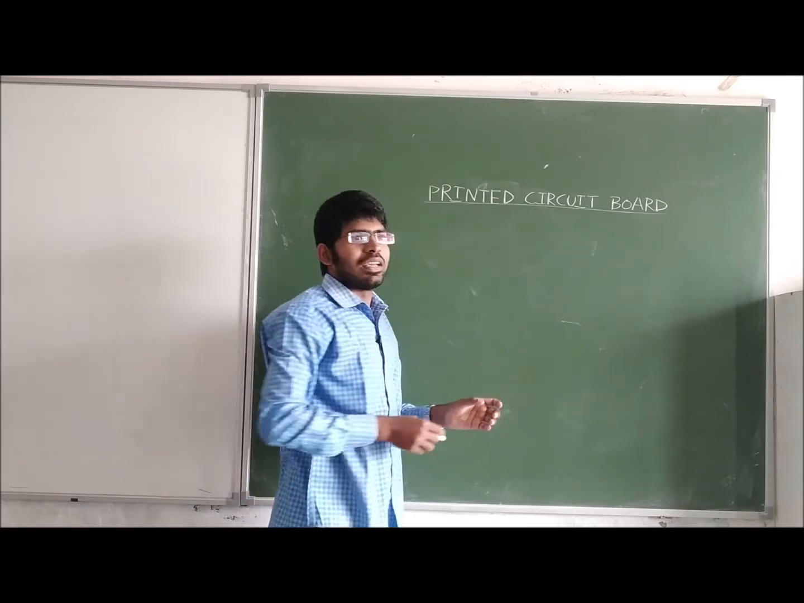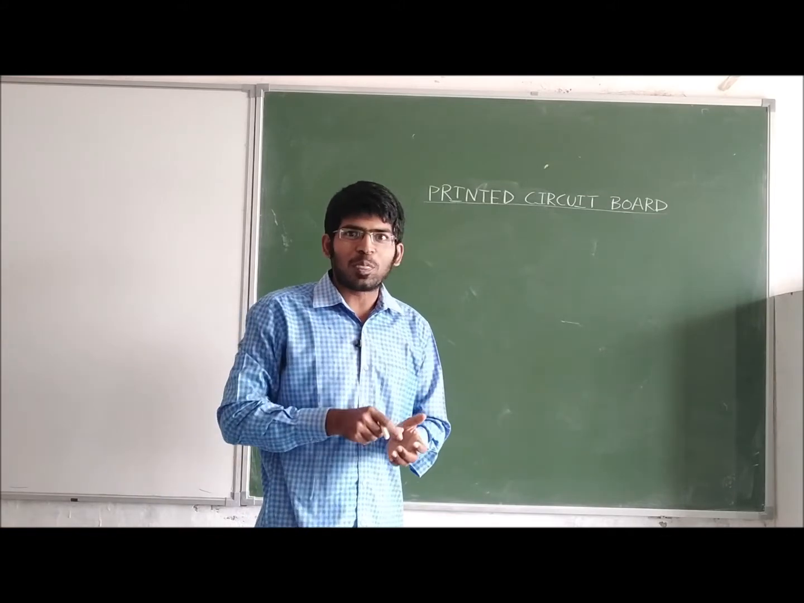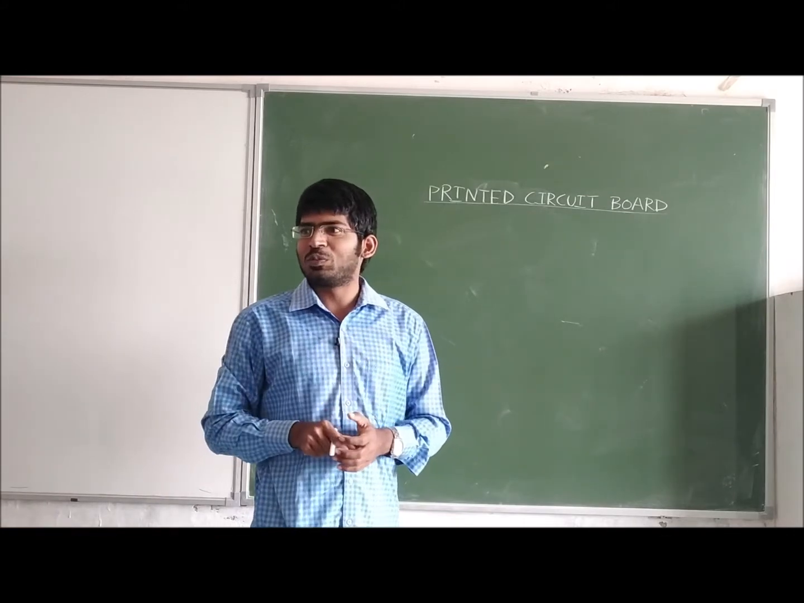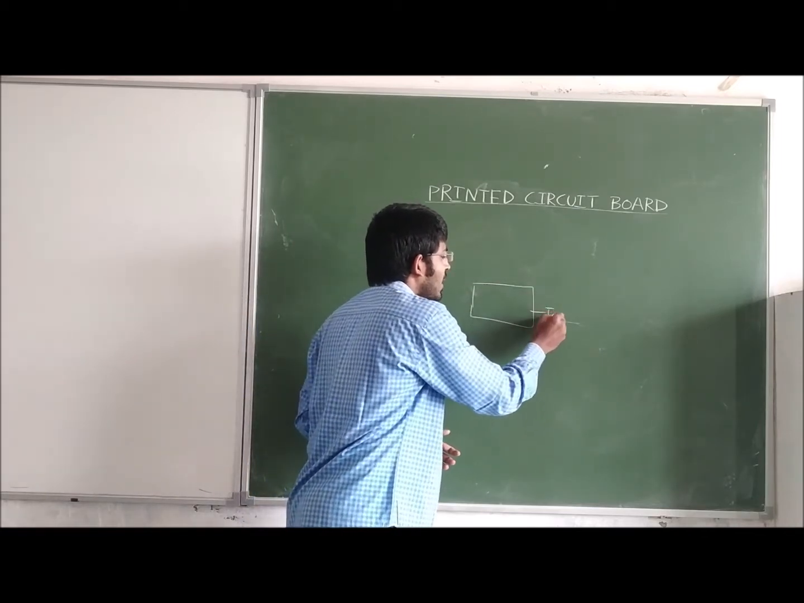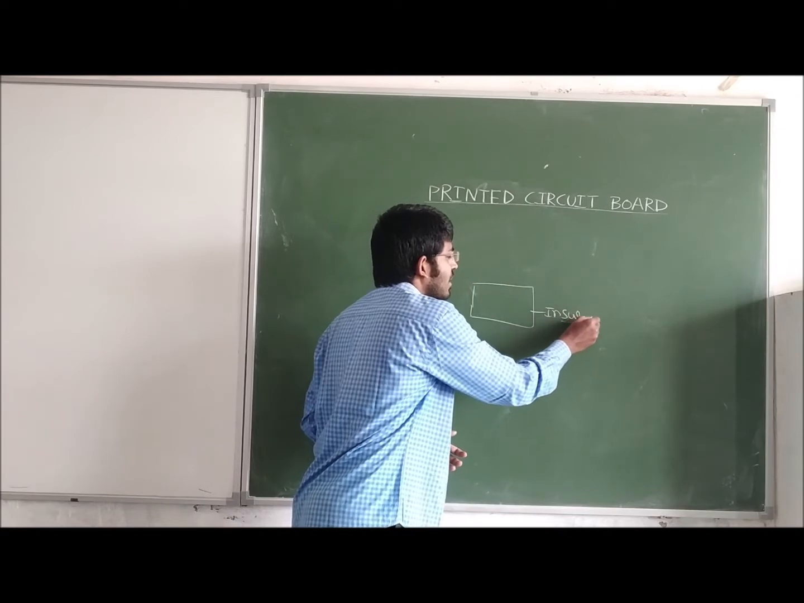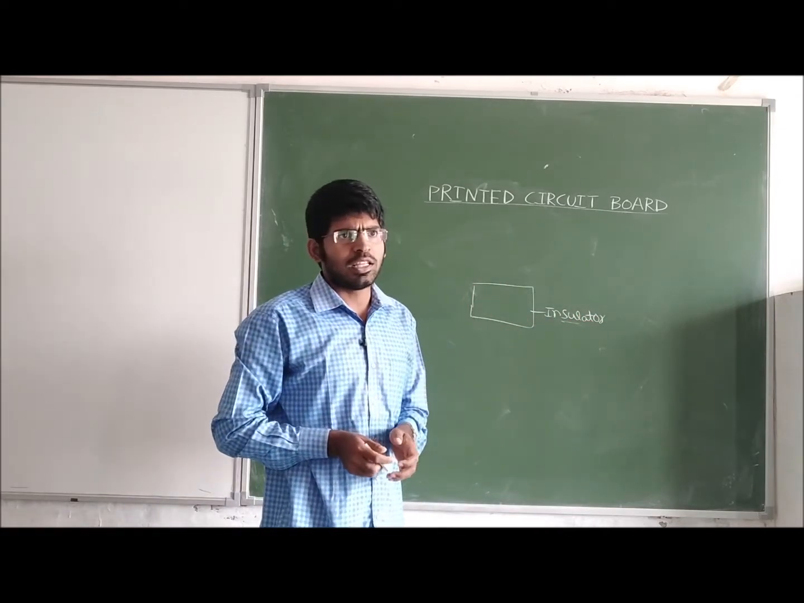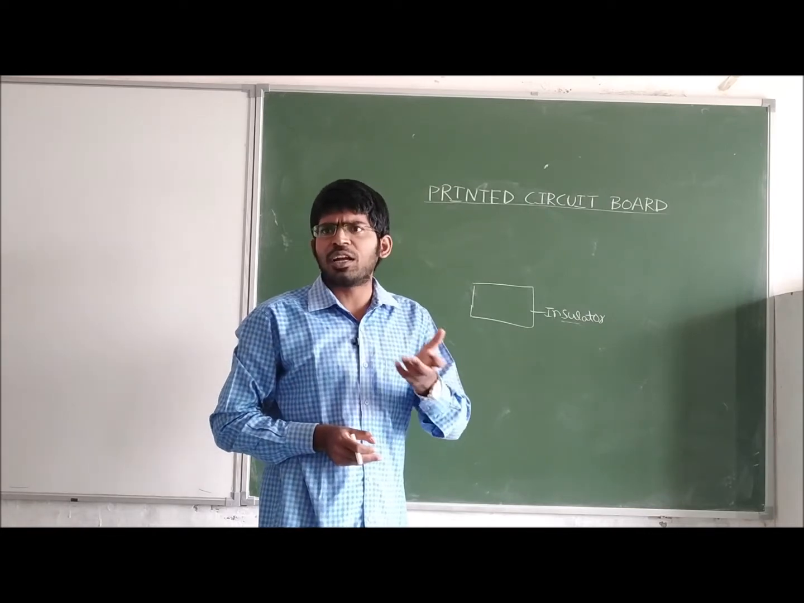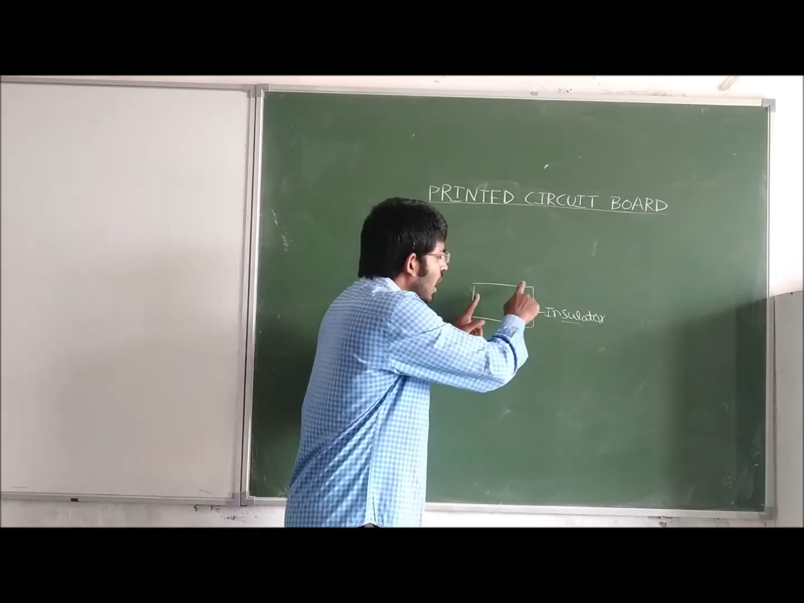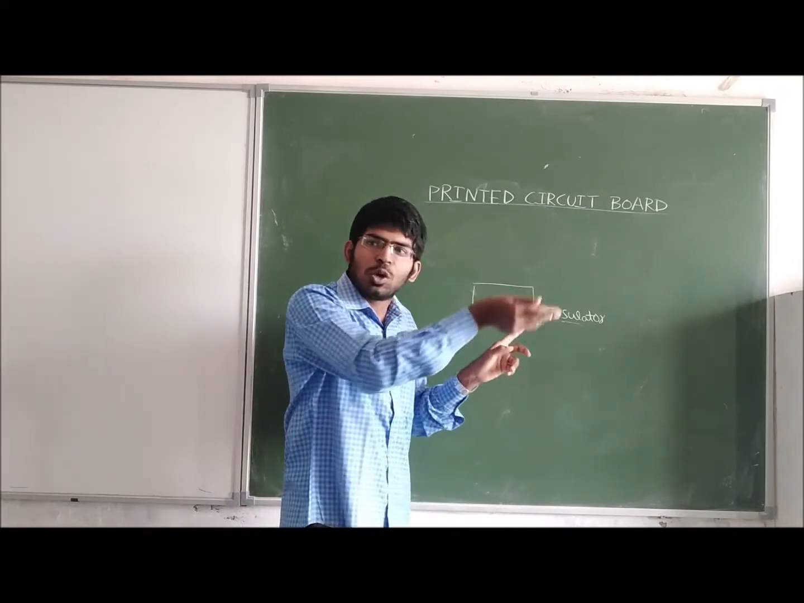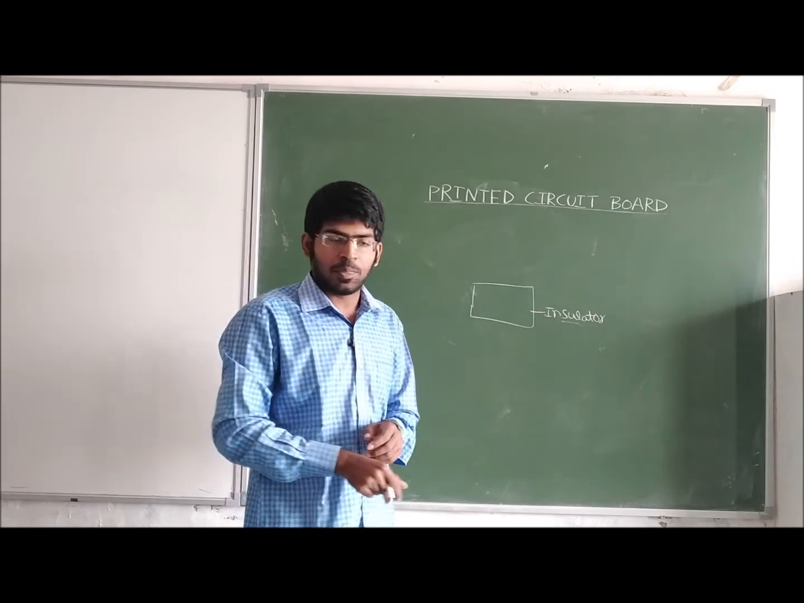Where are we printing? We are printing this conductor on a board. That is a circuit board. That circuit board is made with an insulator. We have many insulators. We can use epoxy, and there are different types of insulators, which we will discuss later. So we are using an insulator which is also called a laminate.